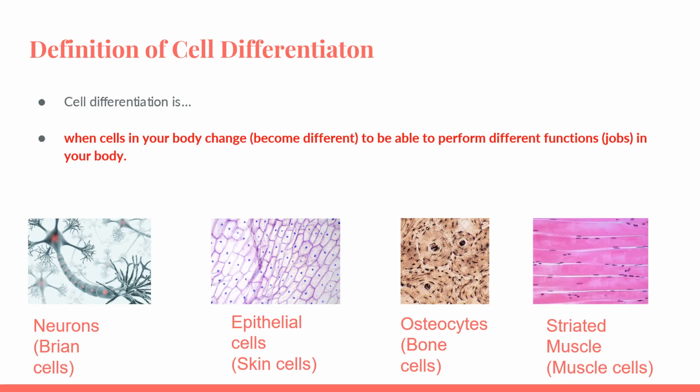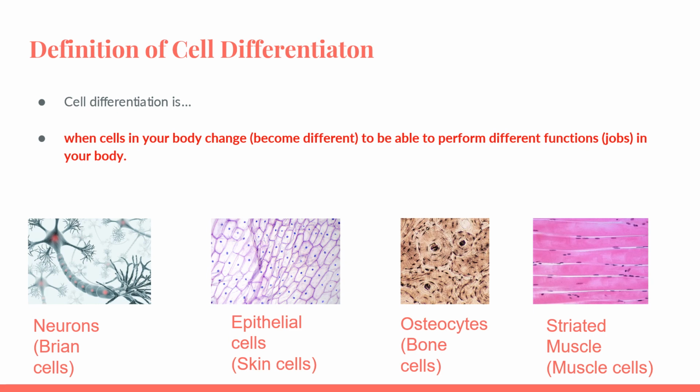So we need to define cell differentiation, and cell differentiation is when cells in your body change or become different to be able to perform different functions in your body. So it's kind of what it sounds like. Cell differentiation is when your cells become different so that they can do different jobs or different functions in your body. So I have some examples down here.